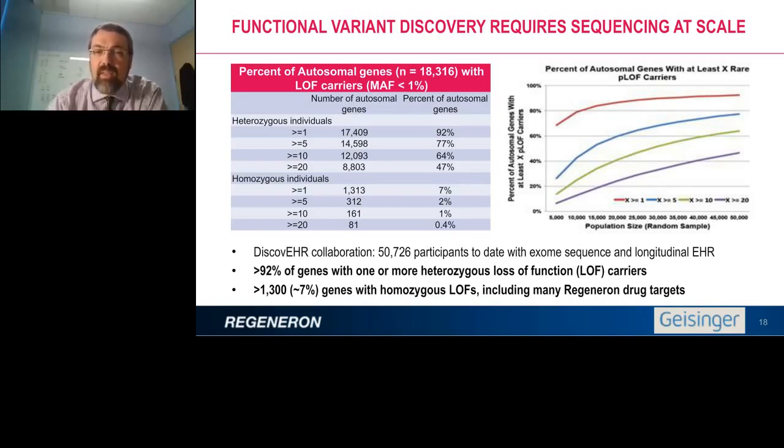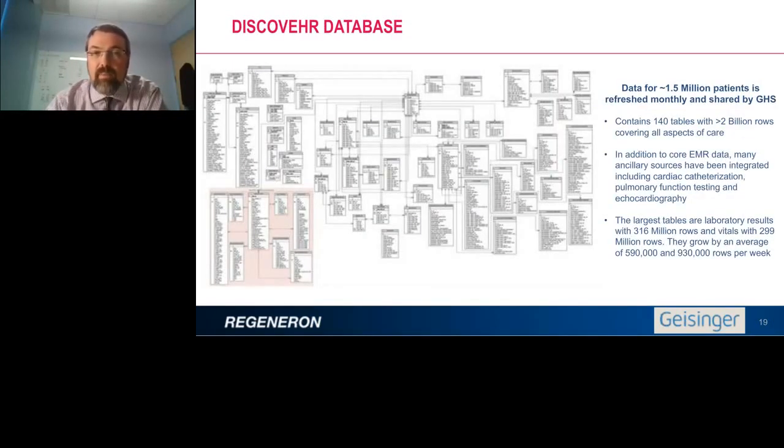And so this points us to the idea that we're going to need to continue to sequence very deeply, and this is the thinking that I think is driving many in the field to sequence very large cohorts. The statistic that I like to have in mind is, yes, 92% of genes with one or more heterozygous loss-of-function carrier for 50,000 people, but only about 7% of genes with homozygous loss-of-function. And this includes many Regeneron drug targets, which is already exciting for us, but if we really want to get into the whole of biology, we need lots and lots of people.